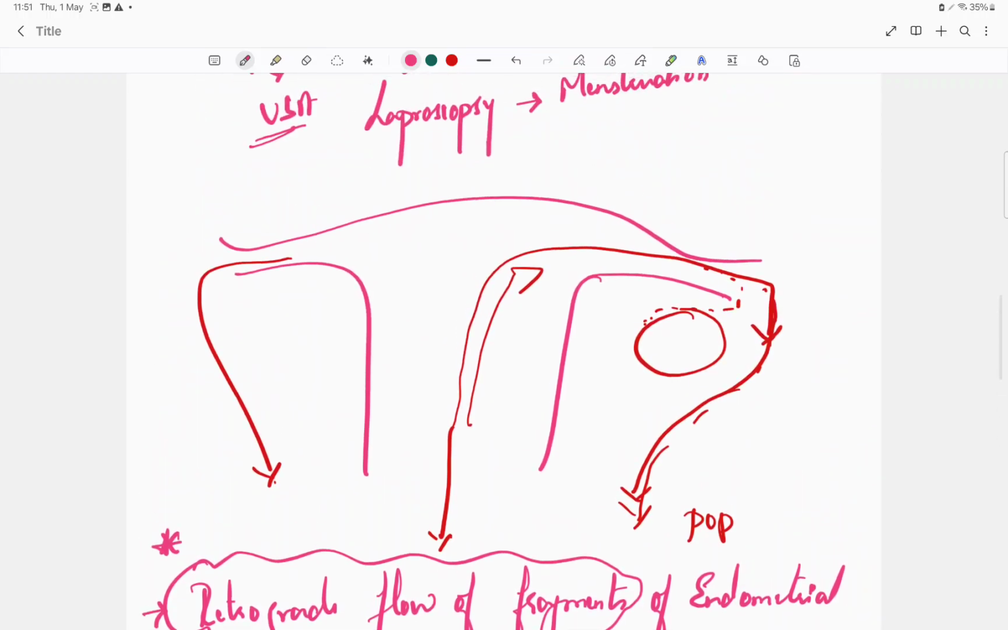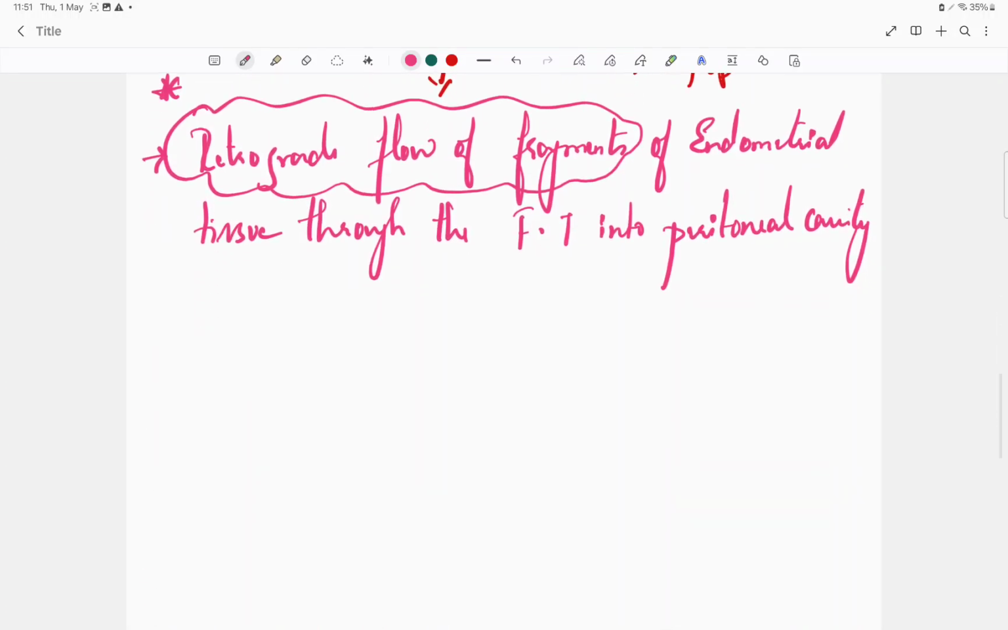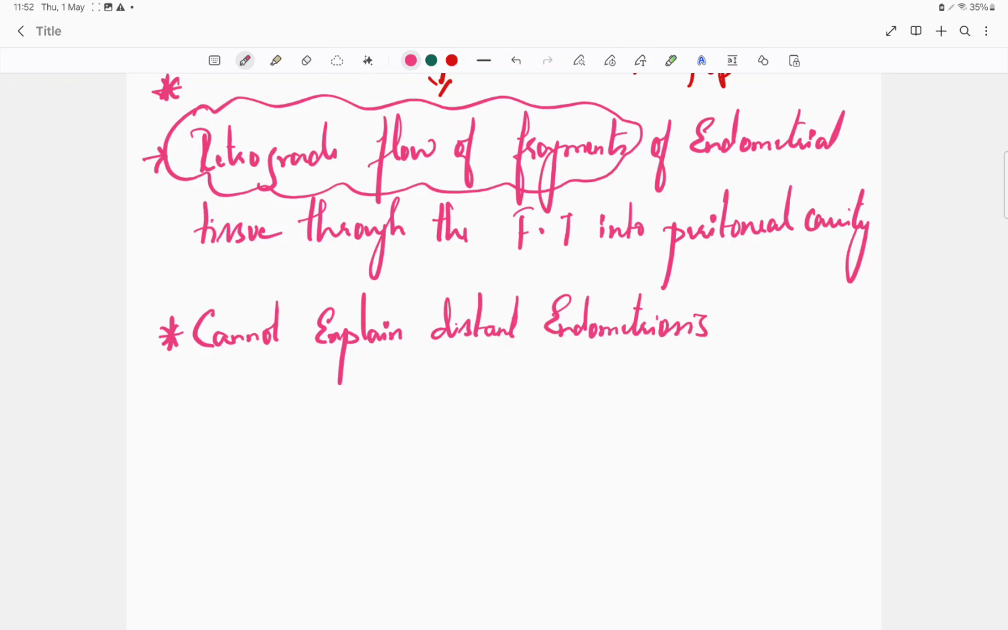Okay, but is this Sampson's theory explaining endometriosis properly? No, it has some cons as well. What are the cons that it has? First and foremost, it cannot explain distant endometriosis. What do you mean by distant endometriosis? For example, if the endometrial tissue is present far away from the genital tract, whether it is present in the lungs, pleura, near the umbilicus, etc. So this theory cannot explain this.